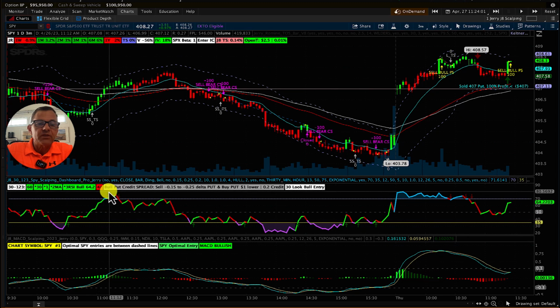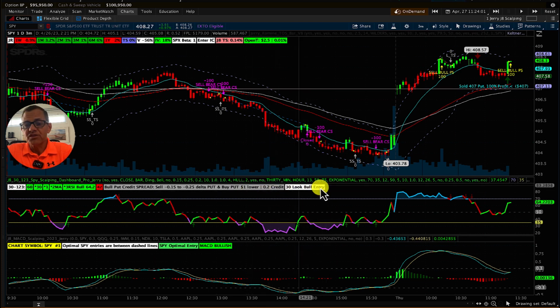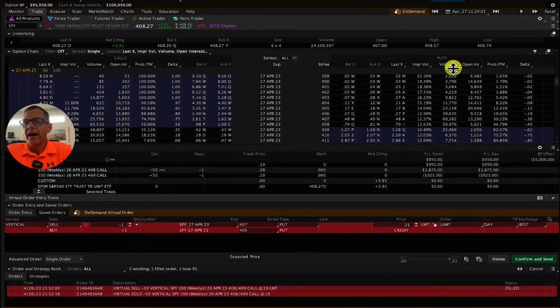And now our next step is to go ahead and sell a bull put credit spread. Again, we're going to be looking to sell a negative 0.15 to a negative 0.25 delta put, and then we're going to buy a put $1 lower, looking for about a 20-cent credit. And again, it's restating that we're looking for a bull entry, so this makes sure that we're doing the right thing. We're now looking at our puts, and on the far right we've got our delta, and we wanted a negative 0.15 to negative 0.25.